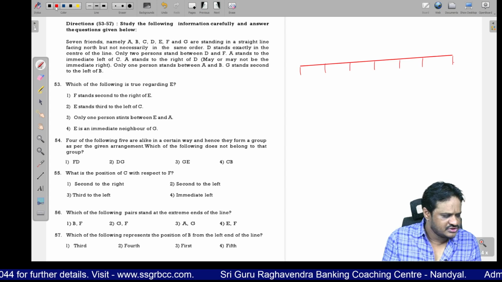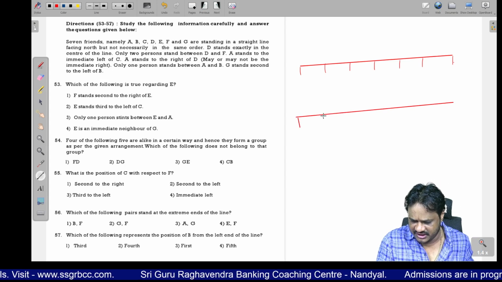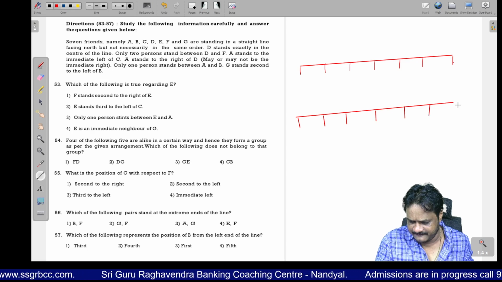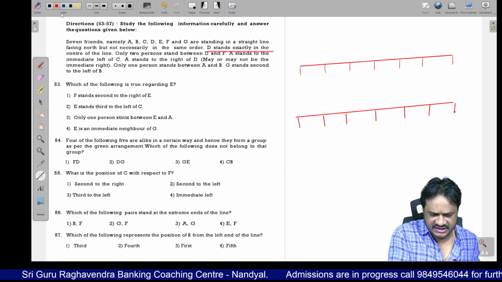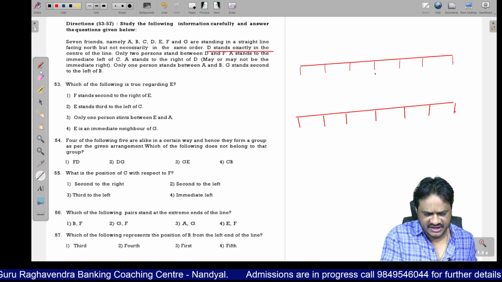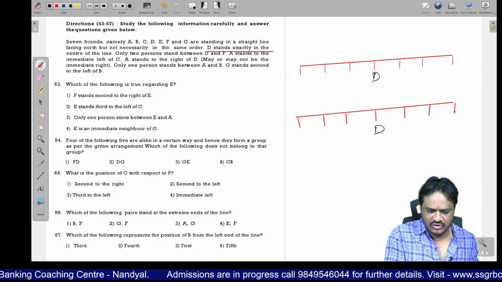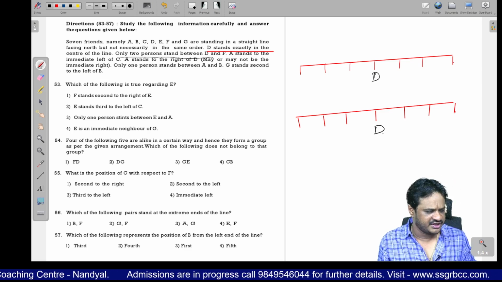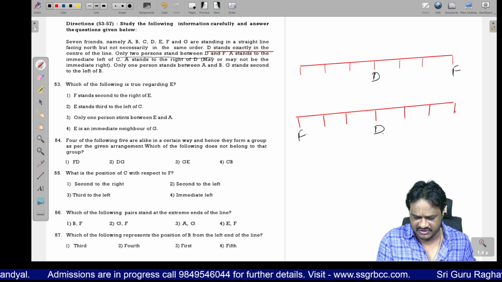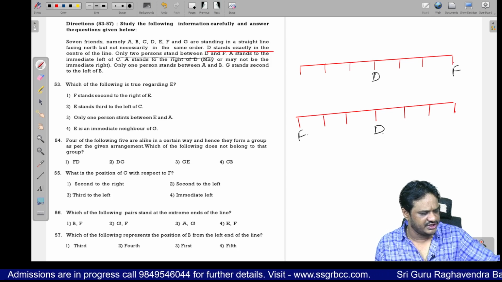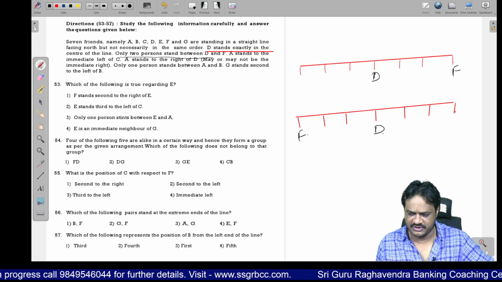Now, this also we will try to solve in 2 possibilities. Again, draw one more line, divide into 7 parts. Okay, now let us see. D is standing exactly in the center, so fourth place is D. Only 2 persons are there between D and F. Between D and F, you can see 2 persons are there.